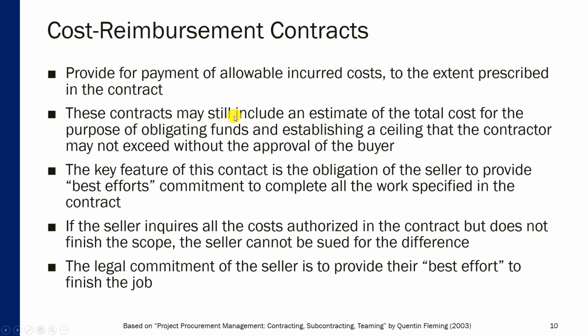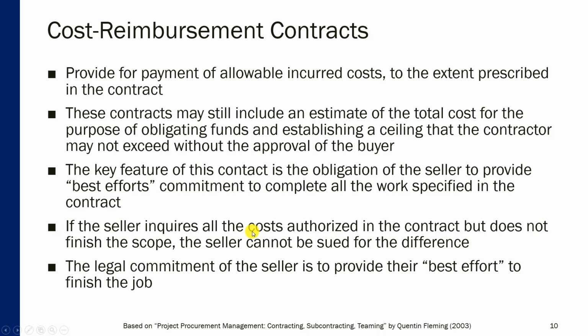So these contracts may still include an estimate of the total cost for the purpose of obligating funds or committing funds to this project from the side of the buyer, and also establishing a ceiling that the contractor may not exceed without the approval of the buyer. So the key feature of this contract is that it obliges the seller to provide a best effort commitment to complete all of the work specified in the contract without dictating a particular fixed price. So the seller just needs to show the best effort.